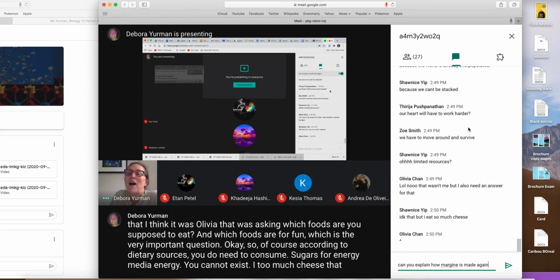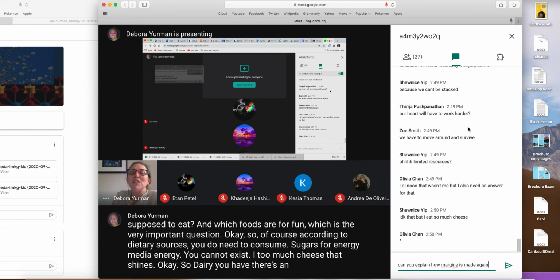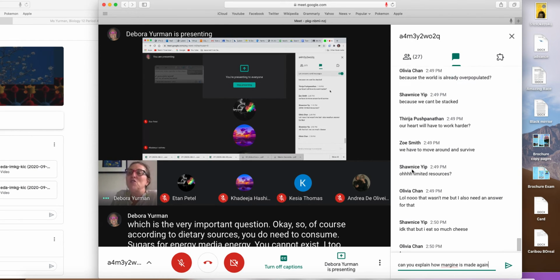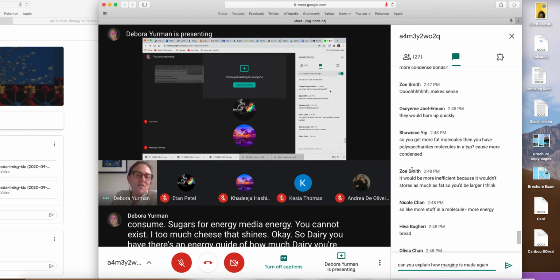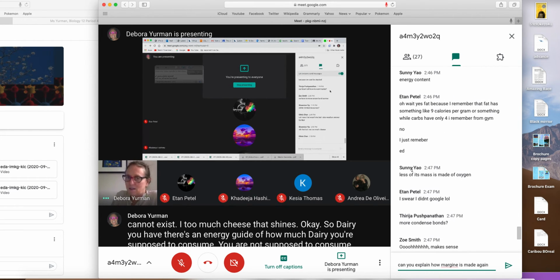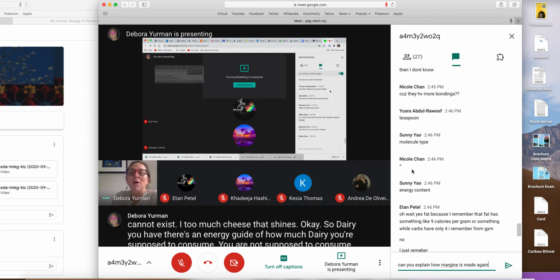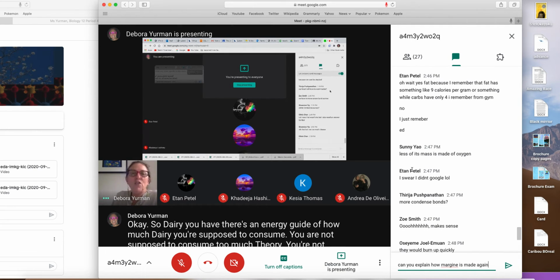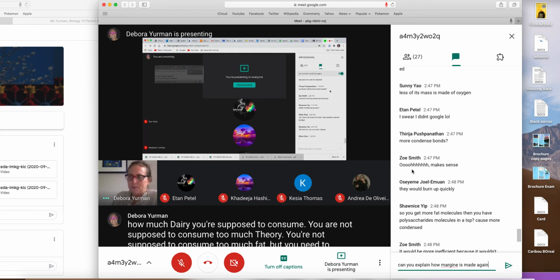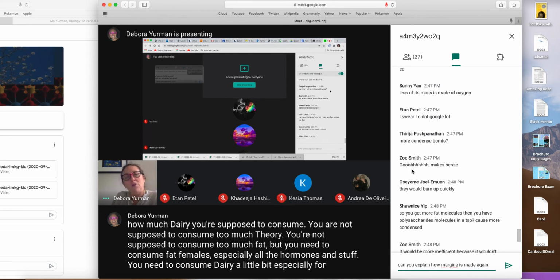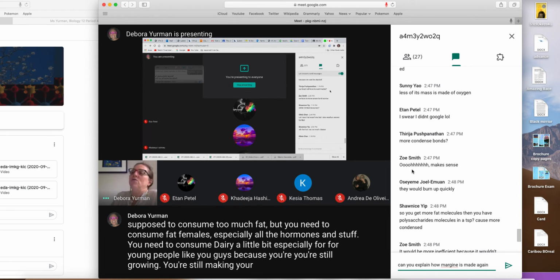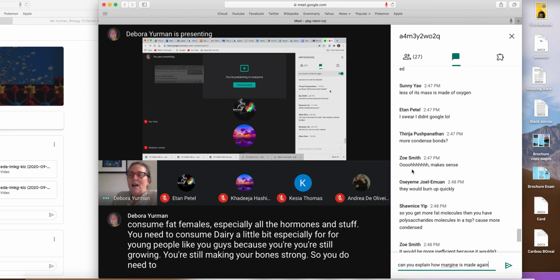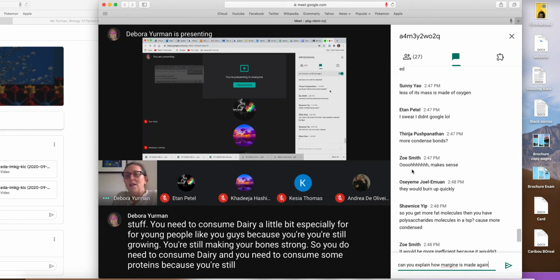Okay, so dairy, there's an energy guide of how much dairy you're supposed to consume. You're not supposed to consume too much dairy. You're not supposed to consume too much fat, but you need to consume fat, females especially, for all the hormones and stuff. You need to consume dairy a little bit, especially for young people like you guys, because you're still growing, you're still making your bones strong, so you do need to consume dairy. And you need to consume some proteins because you're still growing, believe it or not.